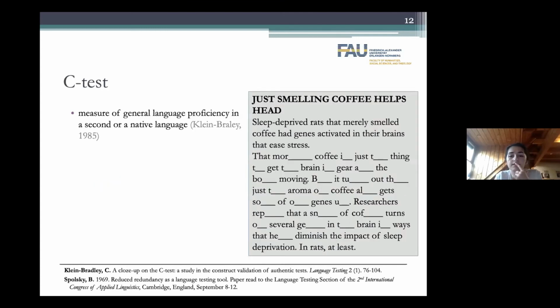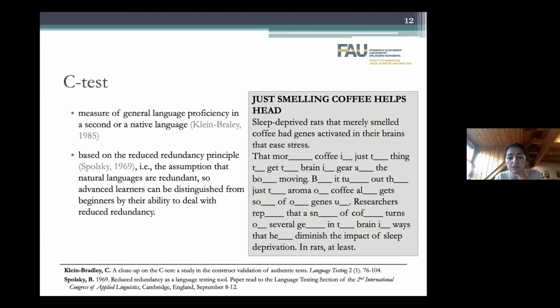And finally, the C-test. As I said, it was used as a measure of general language proficiency. Here in the box, you can see an example, a fragment from the task. Basically, at every second word, you would have the second half missing. And the idea behind it is that it's based on the reduced redundancy principle, according to which advanced learners should be able to deal with this kind of redundancy.